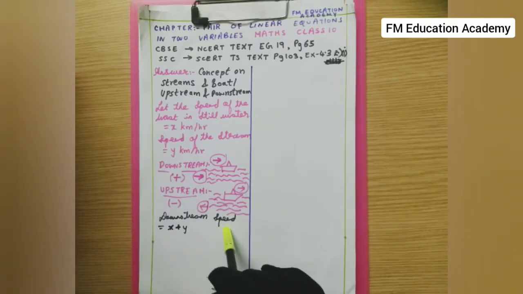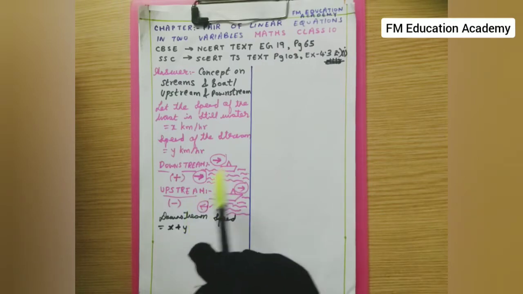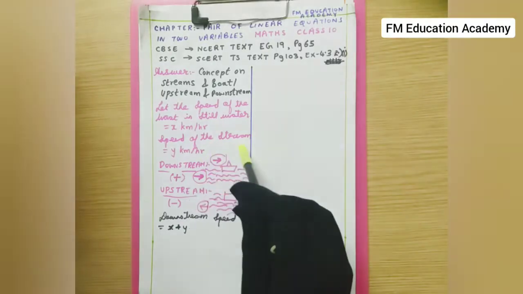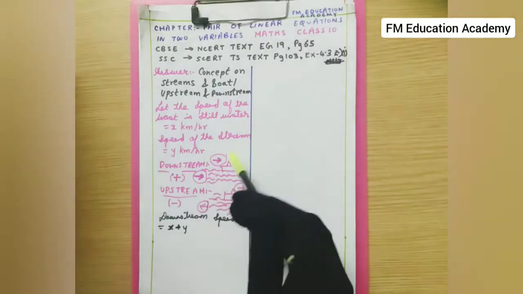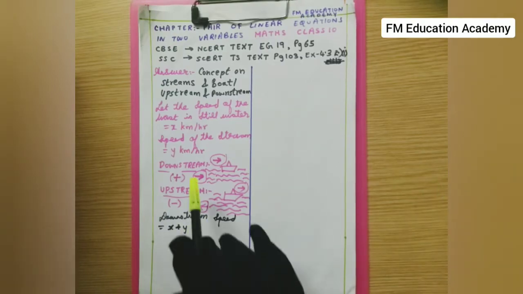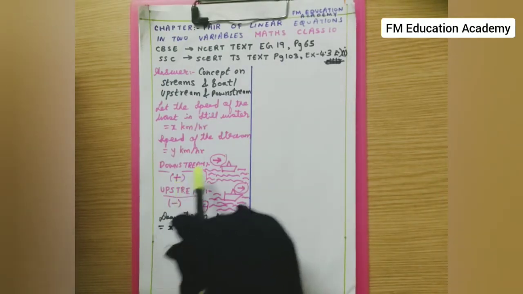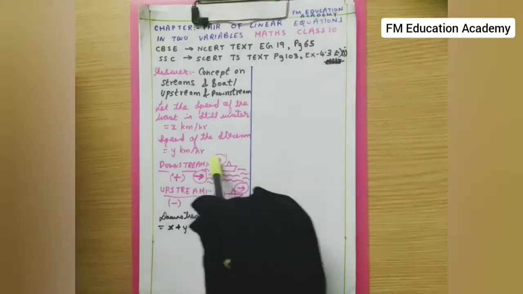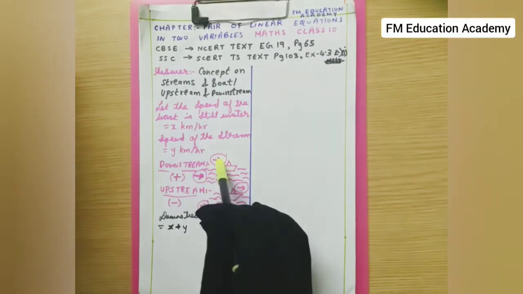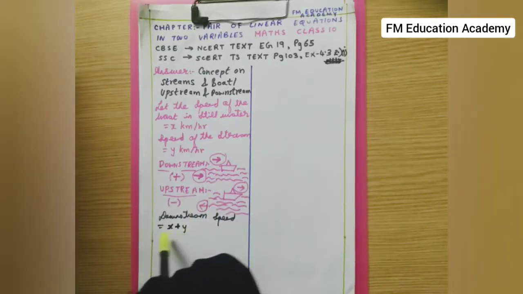So if I want to find out the total downstream speed first, what is the speed of the boat I have assumed? I have assumed the speed of the boat to be x. So x plus y. Why x plus y here? Because it is downstream speed. I said you have plus sign when they are in the same direction. So boat is also in the same direction, stream is also in the same direction. So speed of the boat is x, speed of the stream is y. That is why x plus y.